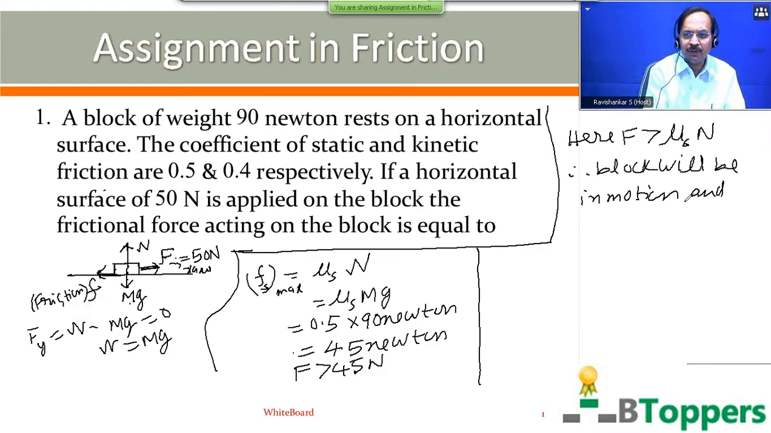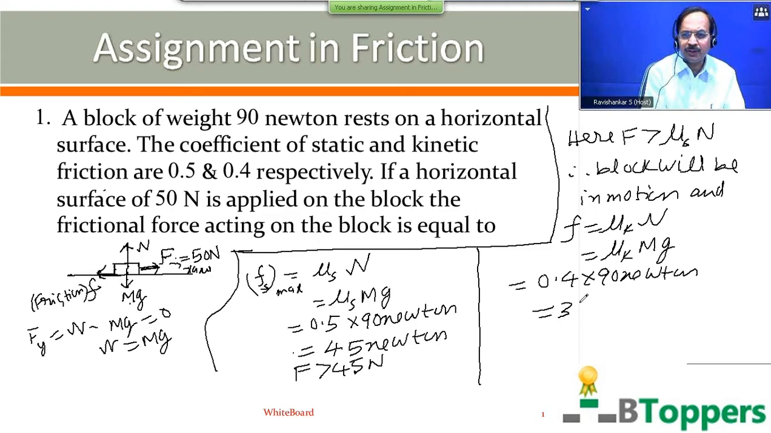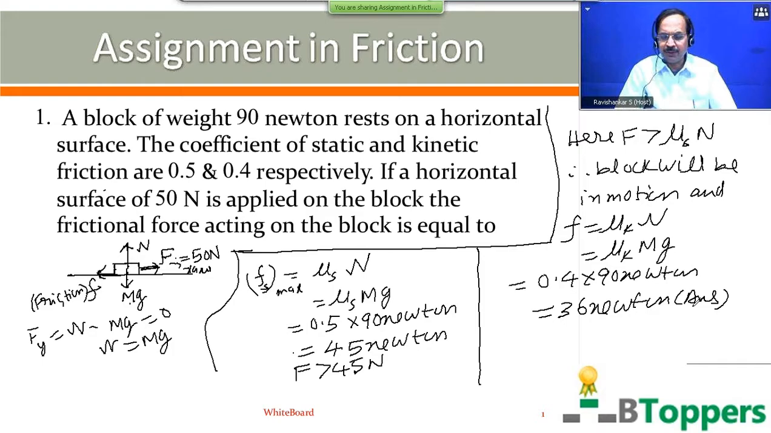The magnitude of the frictional force on the block during the motion will be given by μk times N. N equals mg in magnitude. The coefficient of kinetic friction of the block and the floor is given as 0.4. The weight mg of the block is given to be 90 newtons. Therefore, the magnitude of friction on the block is 36 newtons. So the answer is 36 newtons. In case you want to copy the solution of the problem, you can pause and copy the solution of the problem.